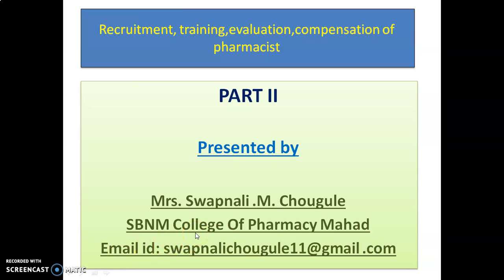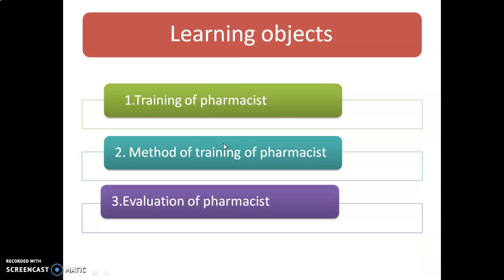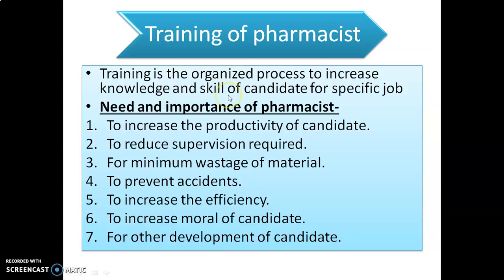Today we will learn about part two of the chapter on recruitment, training, evaluation and compensation of the pharmacist. In part two, the learning objectives are as follows. First is the training of pharmacist, second is the methods of training of pharmacist, and third is the evaluation of the pharmacist. Training is an organized process to increase the knowledge and skill of the candidate for a specific job.